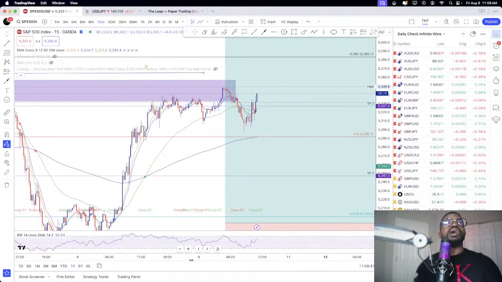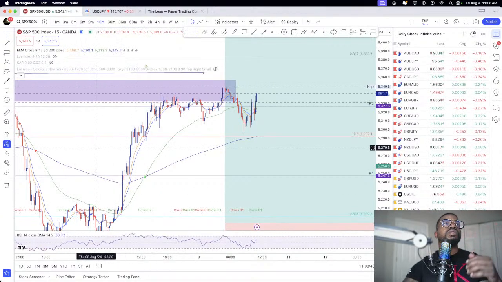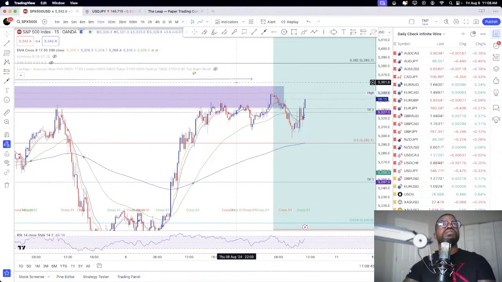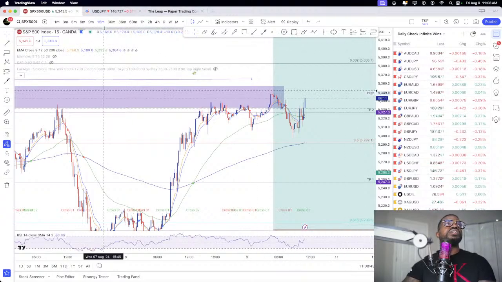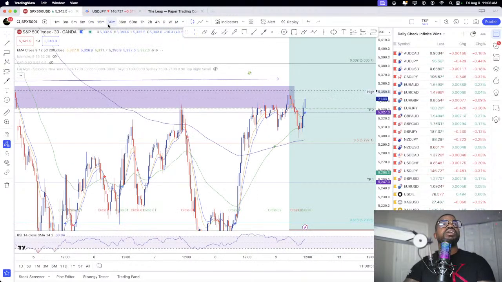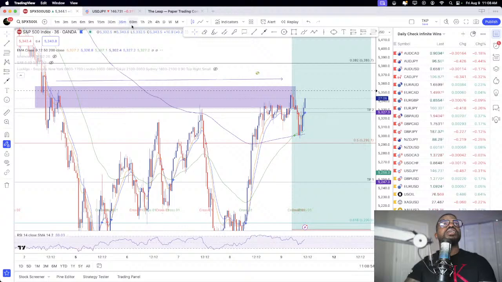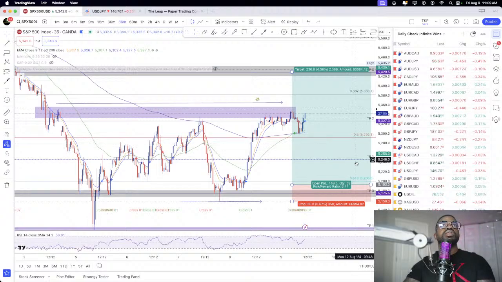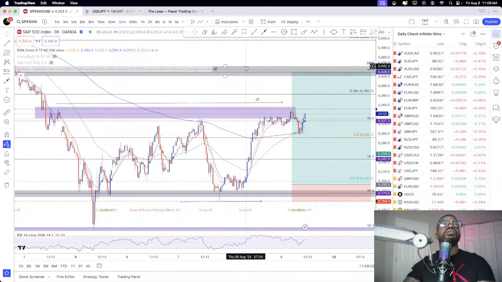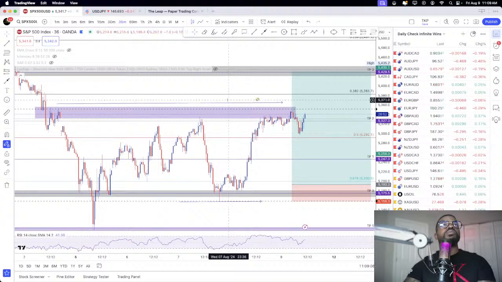All right, so now we need to see if this thing will break the highs. If it does, I will wait until next week to add to this position. Okay, we got a double bottom here. Prices above all of our EMAs, showing that the sentiment is bullish right now.